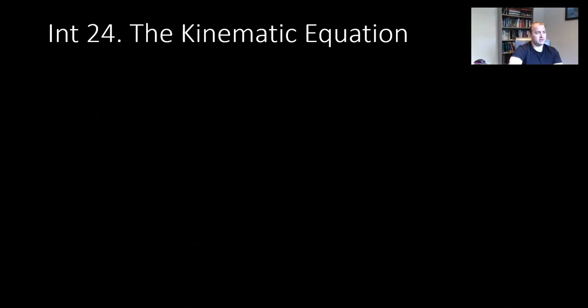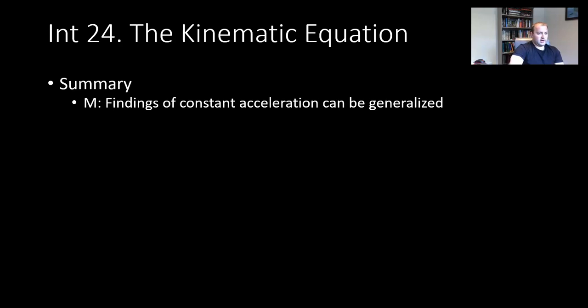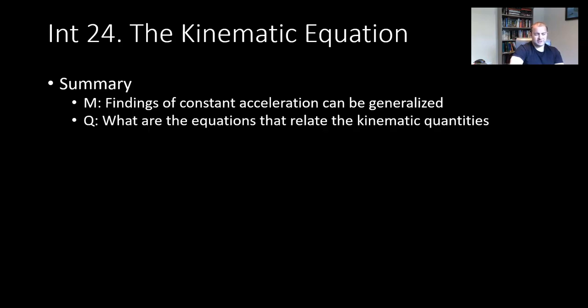So this should be kinematic equations, but kinematic equation, fine. Basically the idea here is we want to generalize the findings of constant acceleration. And so what are the equations that relate the kinematics quantities? Now, in general, the kinematics quantities are position, velocity, and acceleration. And given that position and velocity can both change, we may need to have delta positions or delta velocities or initial and final velocities in those equations.